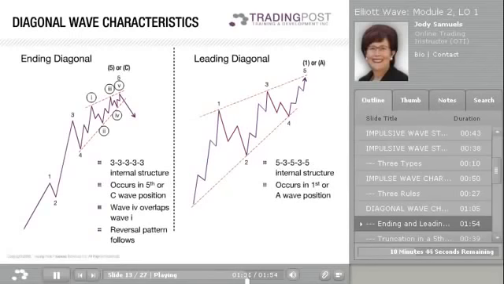In leading diagonals, wave 4 also overlaps wave 1. Leading diagonals usually precede a deep correction or retracement. Sometimes the diagonal triangle takes on an expanding shape rather than a wedge shape, where the boundary lines diverge. In a wedge shape, the boundary lines converge.